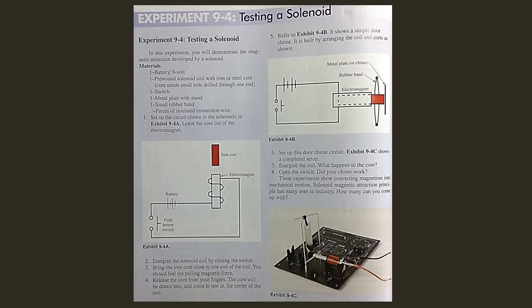Step 2 is to energize the solenoid coil by closing the switch. Step 3 is to bring the iron core close to one end of the coil. You should feel the pulling magnetic force. Step 4 is to release the core from your fingers. The core will be drawn into and come to rest at the center of the coil.